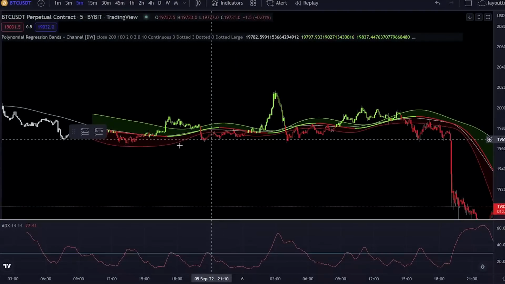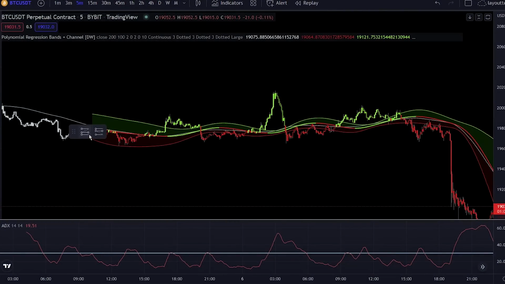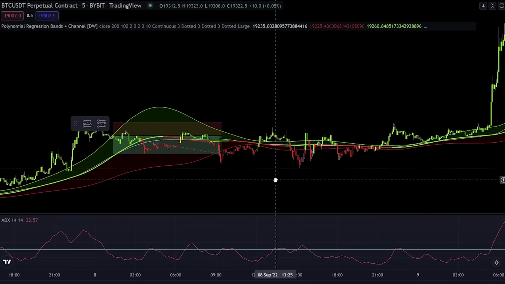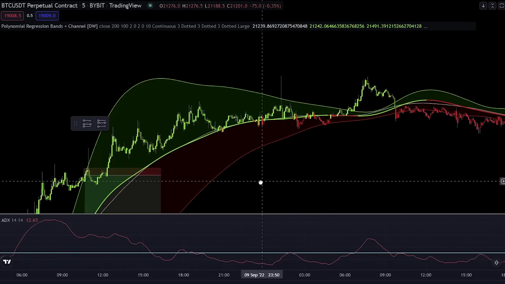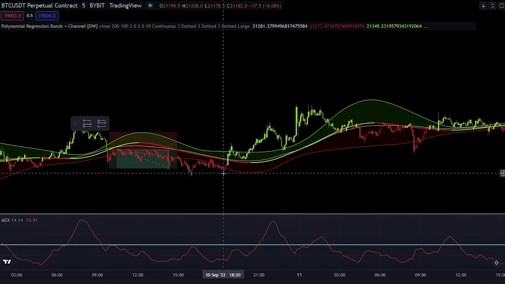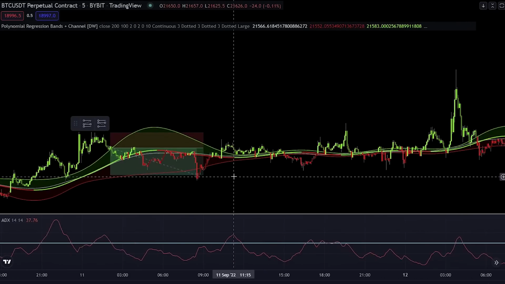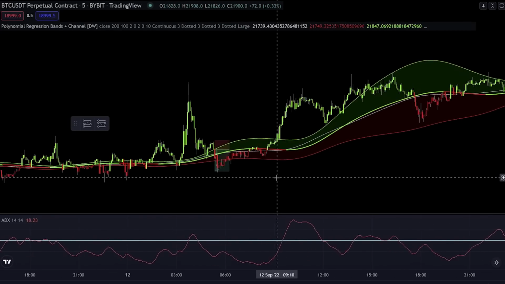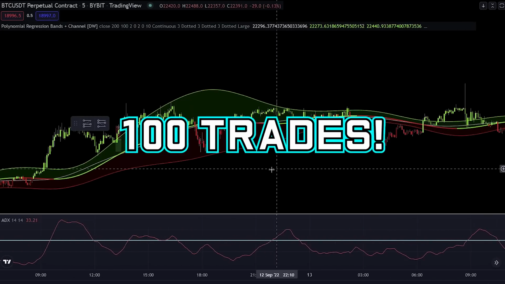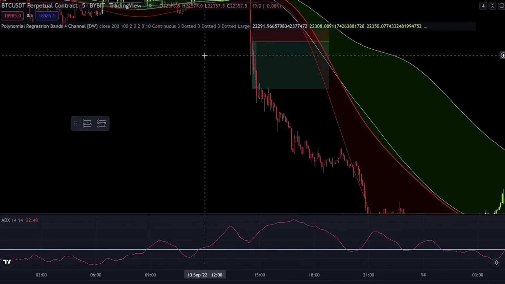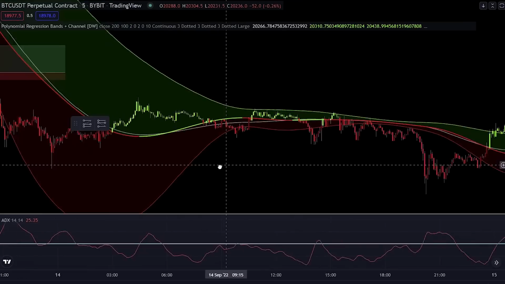Now let's get into the backtest. Sadly, as you can see, I could only go back for around 16 days. This caused the backtest to be relatively small at 23 trades. So please take it with a grain of salt. Our next backtest will be at least 100 trades. So without further ado, let's check out the results.